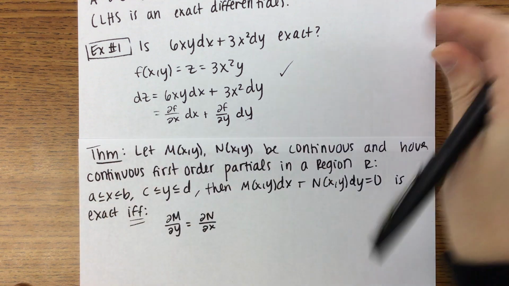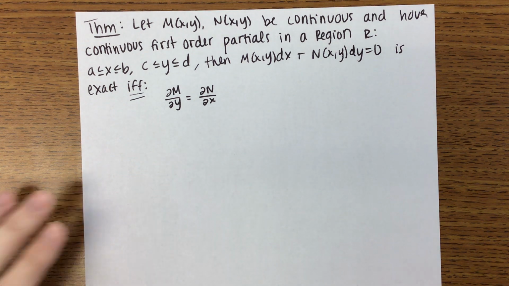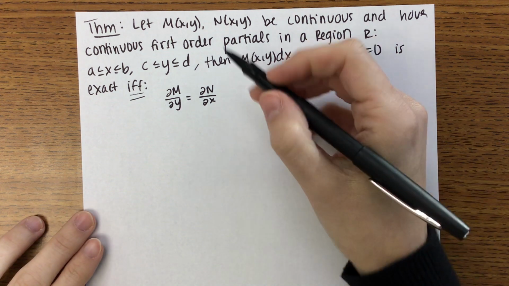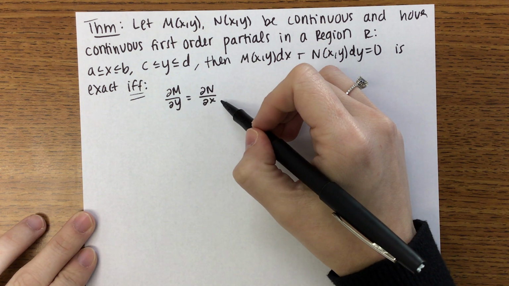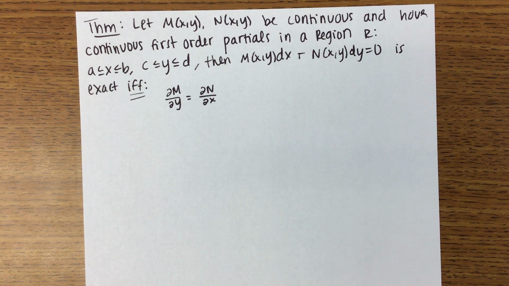Do you know what the if and only if means? If this is not true, then it can't be. Right. This condition is sufficient and it's necessary. So if this is not true, then there is no way that your equation is exact. Okay.